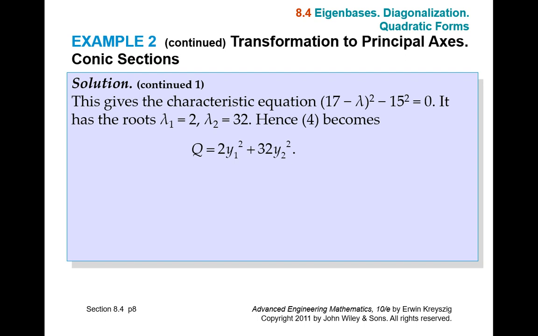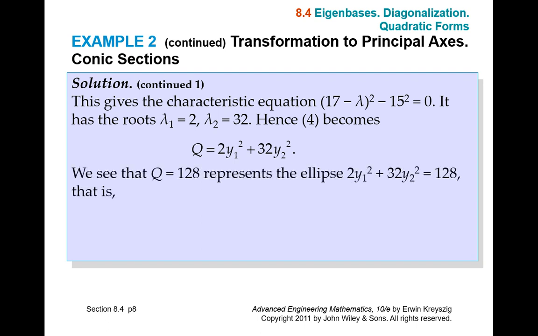Now what type of conic section do we have? We have to use the equation that q is equal to 128, so we substitute the q value here. It becomes 2y1 square plus 32y2 square equal to 128. Now if we divide both sides by 128, it becomes y1 square over 8 squared plus y2 square over 2 squared equal to 1. As you know, there are two different values with the square terms. If these two were the same, it would be a circle, but here these values are different, so you have two different radii, so it represents an ellipse.